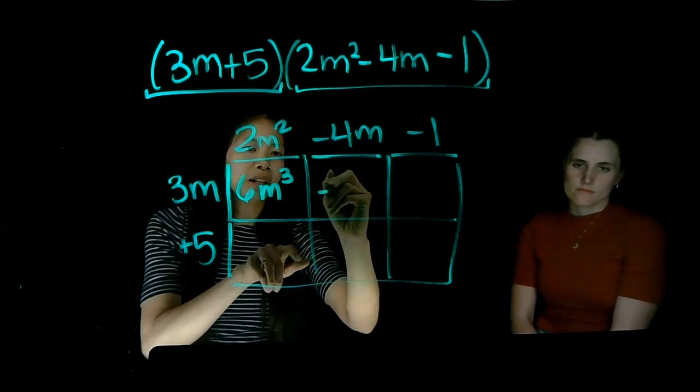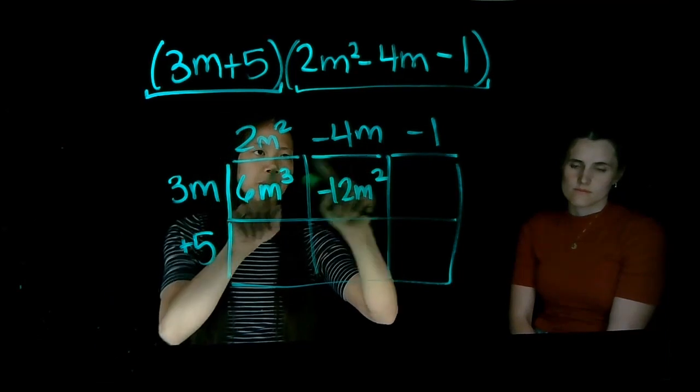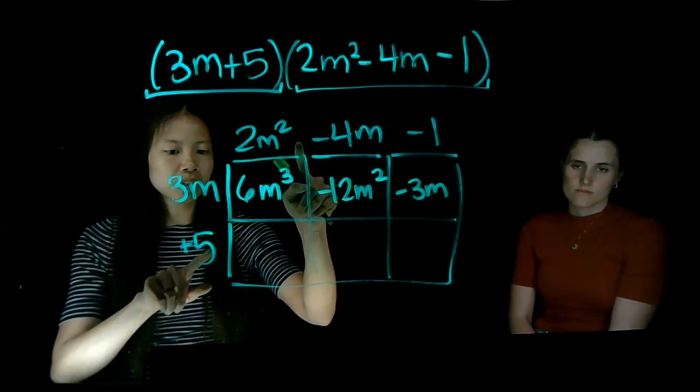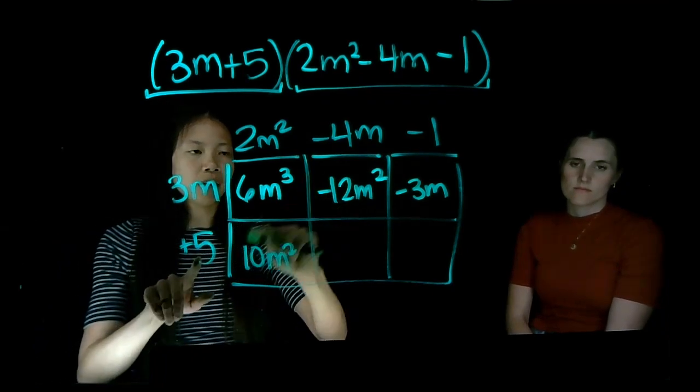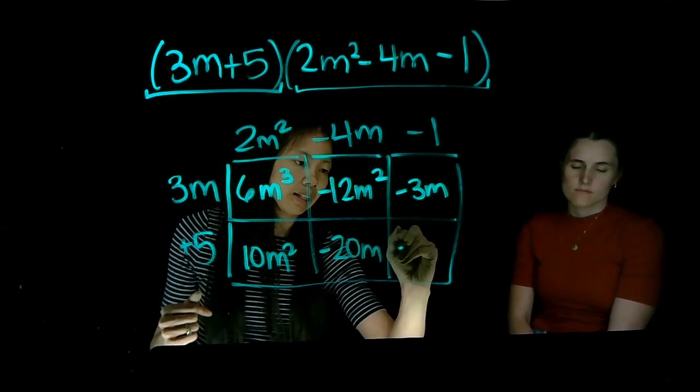Negative 4m and 3m, multiply those. We get negative 12m squared. Don't forget the squared. Well, our students forget that. m times m squared, negative 1 times 3m is negative 3m. 2m squared times 5 is 10m squared. 5 times negative 4m, negative 20m. And 5 times negative 1 is negative 5.